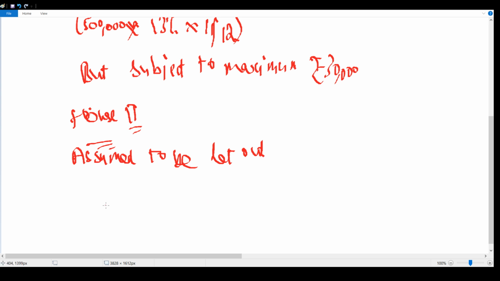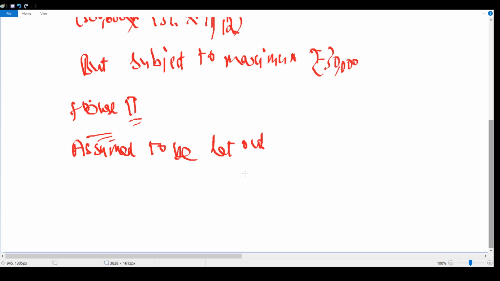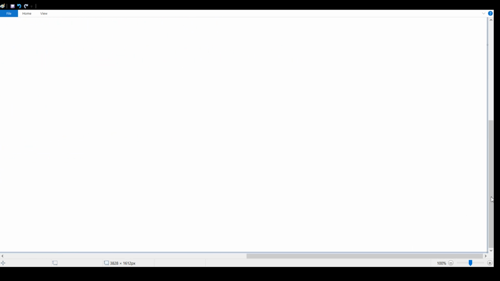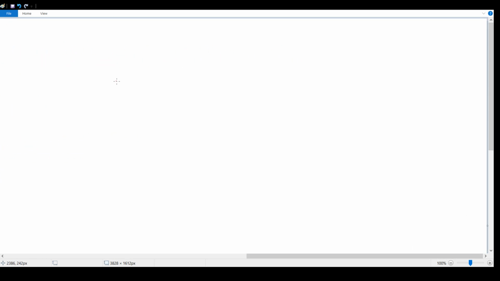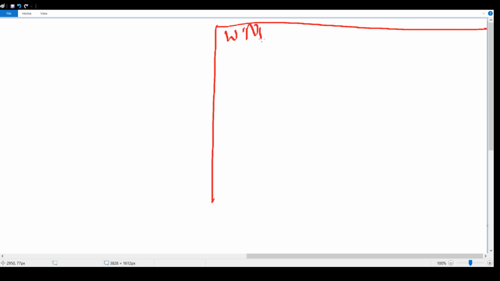Assumed to be let out. Now we'll calculate GAV, that is gross annual value. We'll make a working note here. You have to make the working note with the GAV under GAV. I'm not making it here because there was no space there. Working notes.